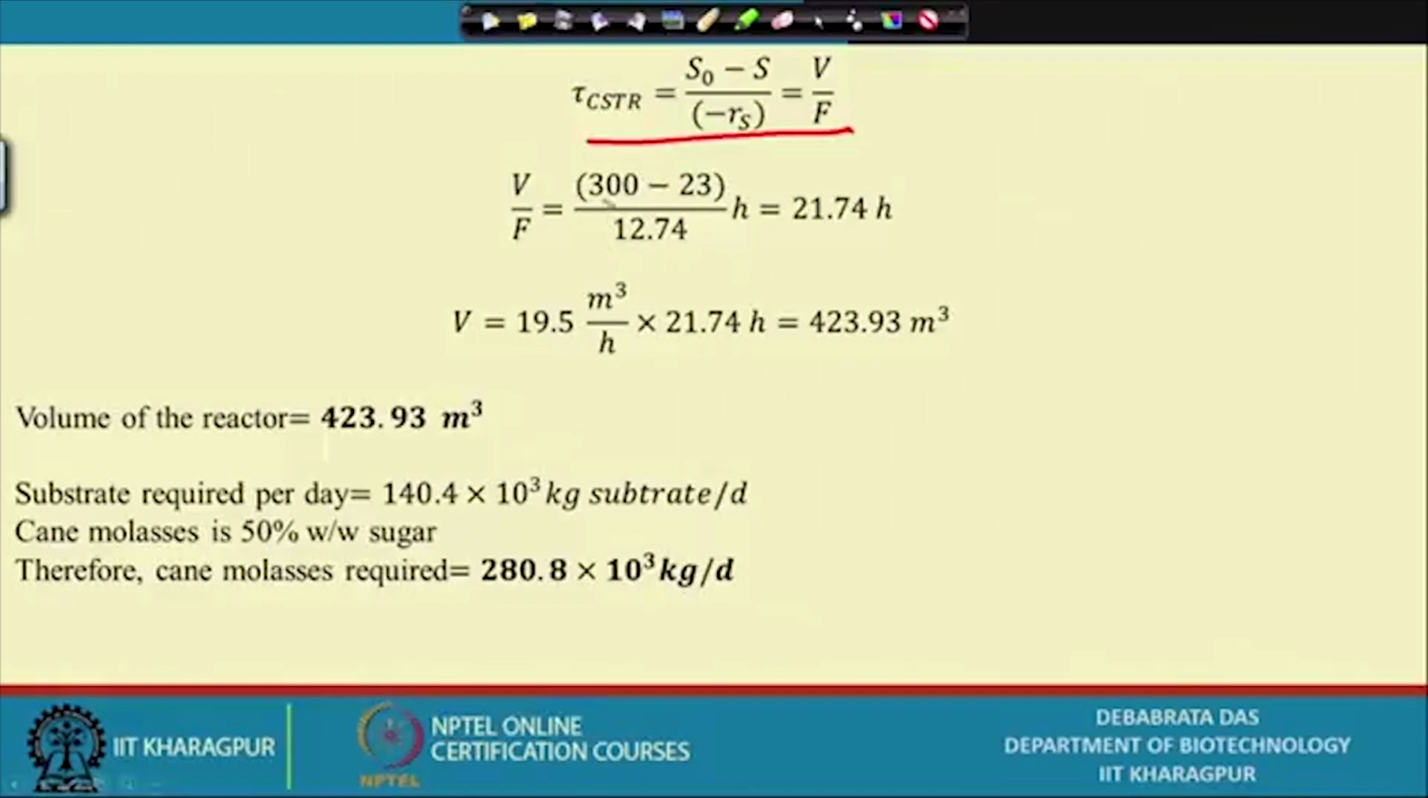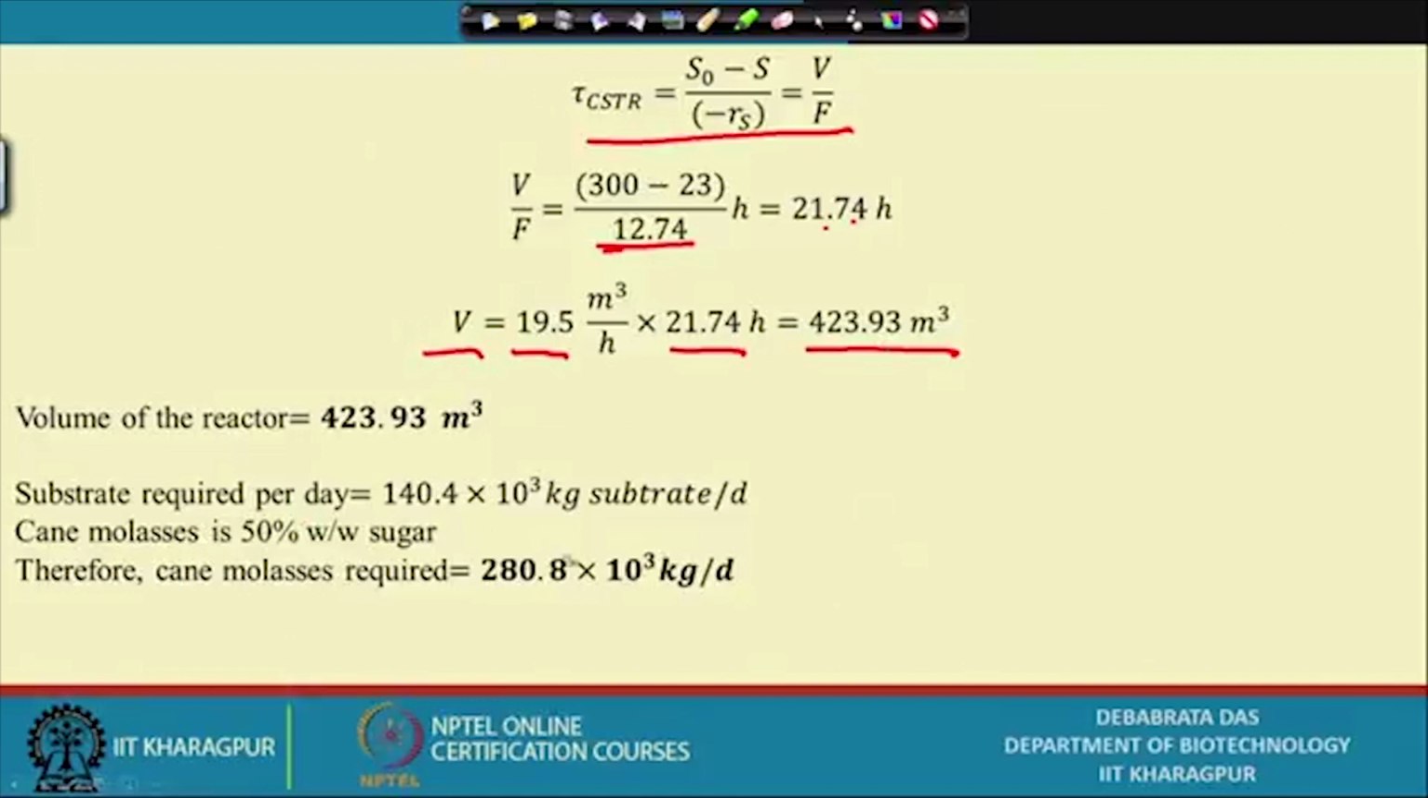So, we know this value, this is 300 minus 23 by that RS, which is 12.74, and this is equal to 21.74 hours. So, V equal to, what will be, this is the flow rate that we have, this is the hour. So, the volume of the reactor will be 423.93 cubic meter.